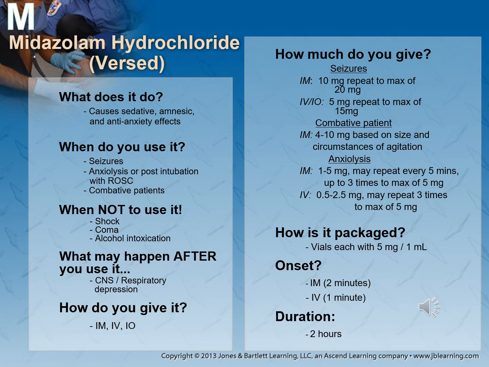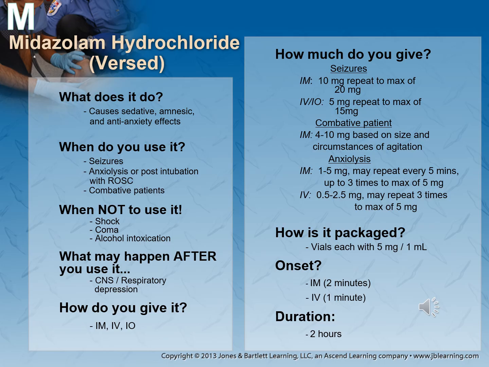or they're heavily intoxicated by alcohol. Alcohol slows everything down. It's a downer. So it slows your heart rate, makes you more calm, and it can alter you and make you sleepy. Benzos do the same thing, and Versed is a benzo. What may happen after you give it? You got to watch out for CNS and respiratory depression.